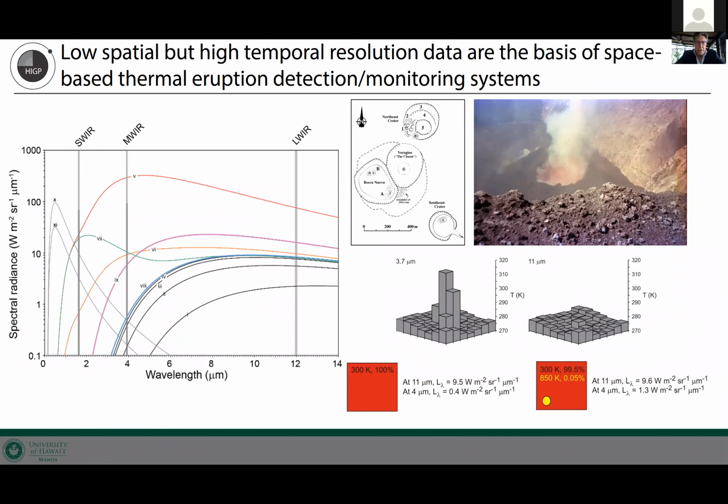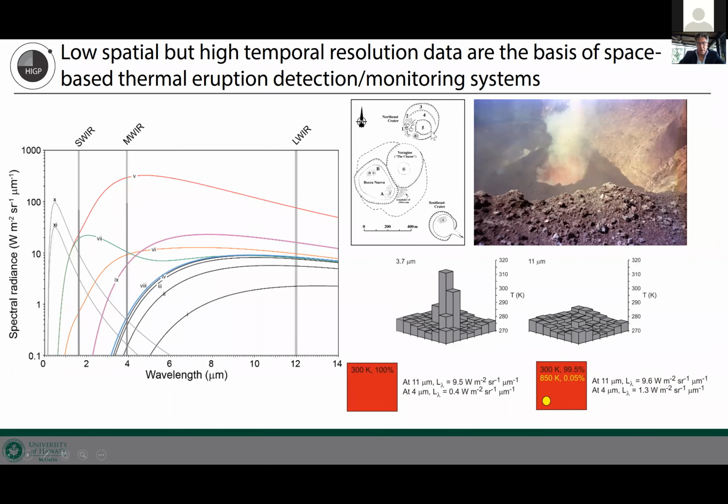So low spatial but high temporal resolution data are the basis for the space-based thermal eruption detection and monitoring systems. And the reason is what I'm going to describe here. Again, these curves, you've seen these a couple of times now. If you're interested in this kind of work, try and produce these curves, because the curves that I'm showing you on the left basically tell you almost everything you need to know about thermal remote sensing of active volcanoes. And by playing with those numbers, you can prove to yourself anything you might like to prove. So we're going to refer to them again.